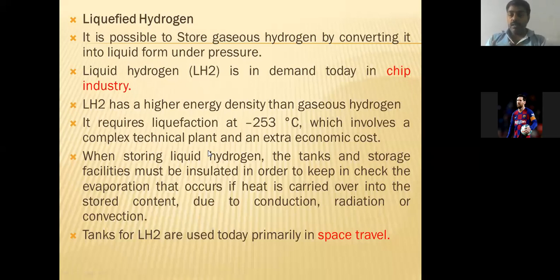Especially because of its special characteristics, we have high energy content, it is light in weight, and it can be converted into liquid form at minus 253 degrees centigrade. We have a number of advantages, because of which it is more useful especially in space travel. Why will hydrogen be used in space travel?